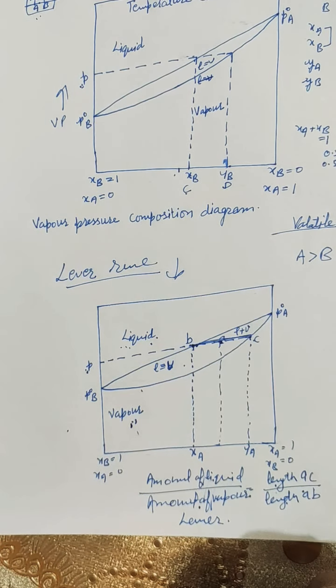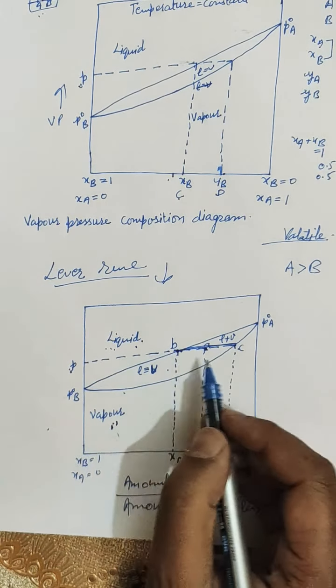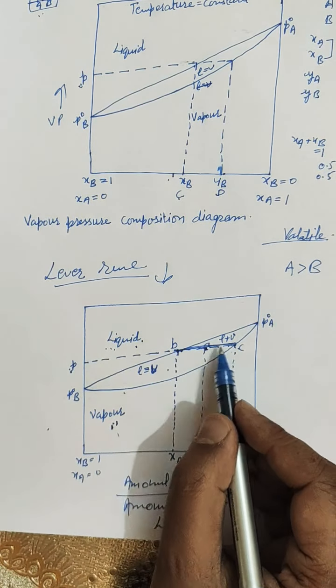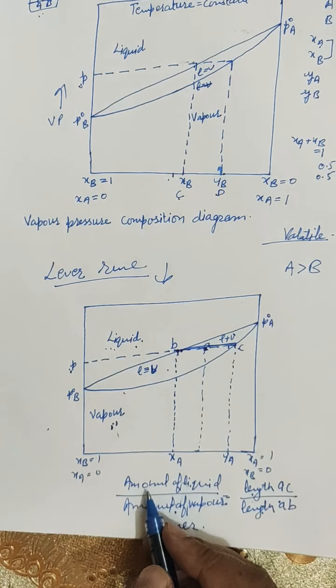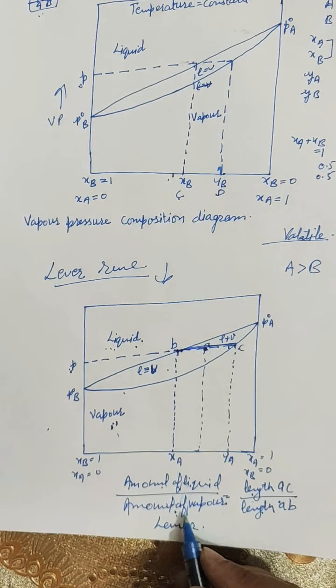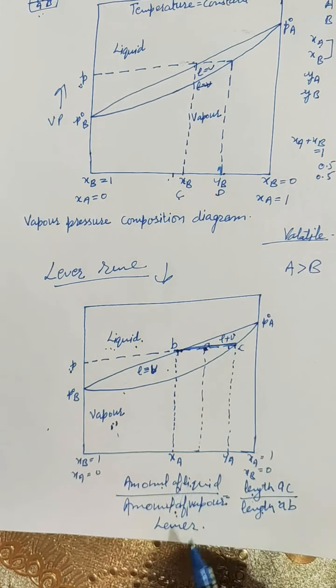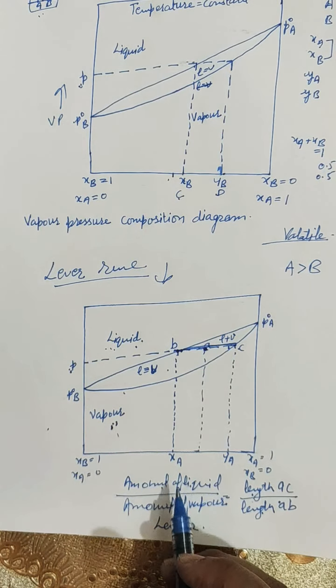So you may be asked a question of 2, 3, or 4 marks: what is the lever rule, or explain the lever rule with the help of a diagram, or you may be given that diagram and some distances and asked to measure the amount of liquid or vapor. Any of these can be asked of you, to calculate the amount of liquid or vapor. So this is the lever rule.